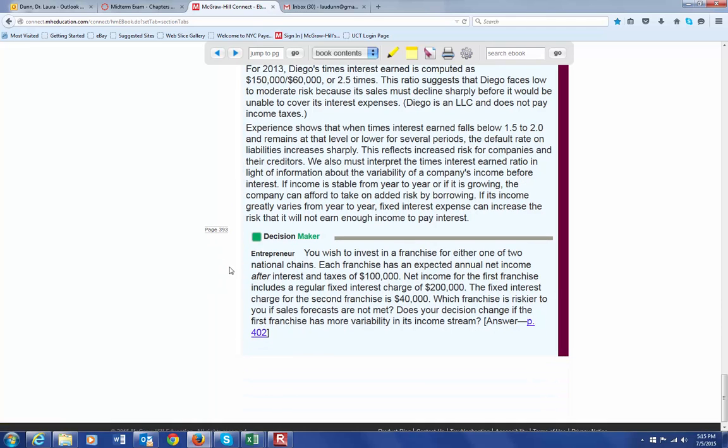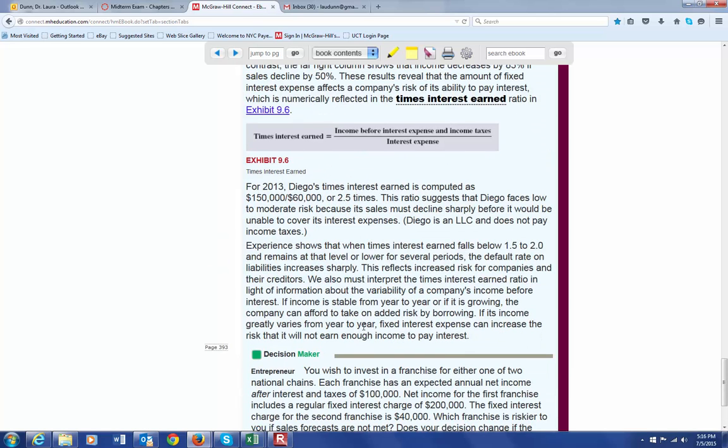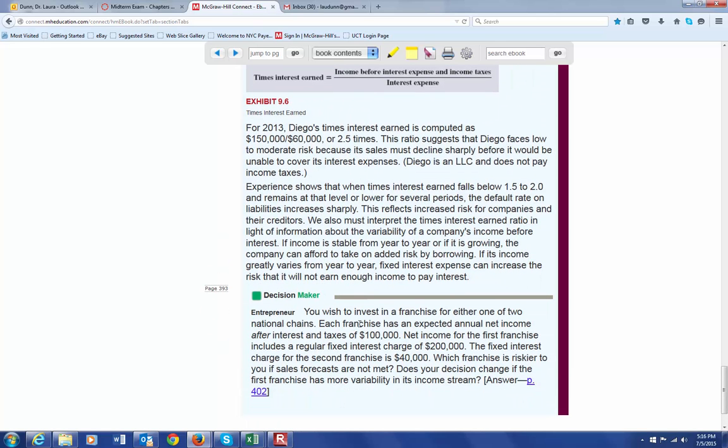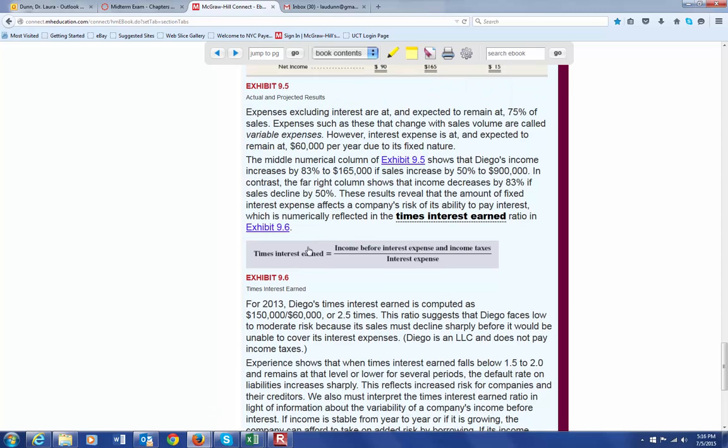Now, you might want to look at this particular example and then check the answer on page 402. It gives you another example of calculating the times interest earned and the opportunity to interpret whether company A or company B would be the better situation to invest in. You may see this on your homework, so I wanted you to take a look at it as well.